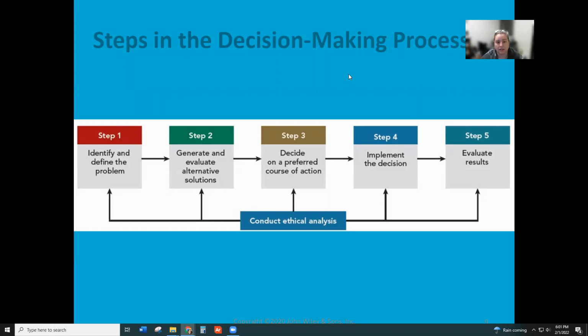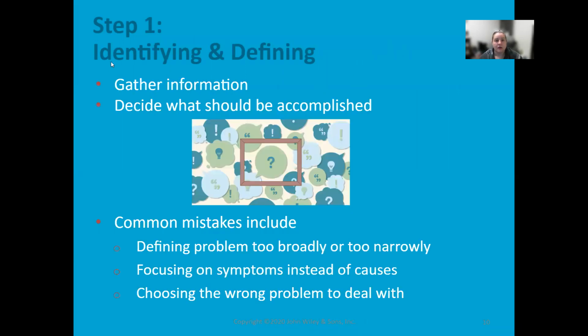All right, so the decision-making process. Let's go ahead and go on to step one here. Step one, we're identifying and defining what our problem is, right? So gather the information about what the problem is. We don't want to make assumptions based off of an uneducated guess, okay? So we want to know the actual problem and what is our goal at the end of this? Like when we resolve this problem, what is our preferred outcome? Okay, what are we trying to accomplish?